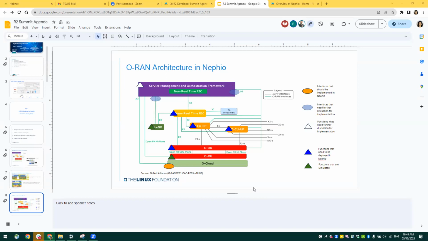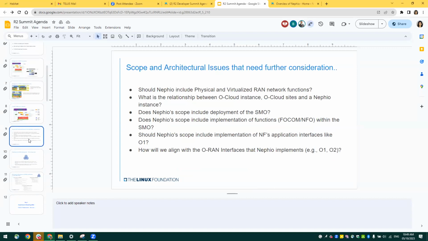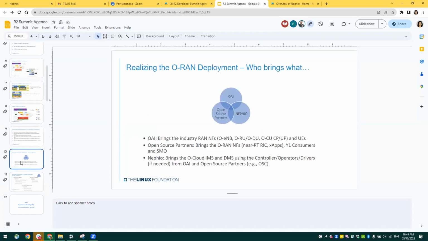And then the next slide, I don't recall. Okay, I'll keep going. Here we go, 9. These are the open questions, and the fourth one: does Nephio scope include implementation of function FOCOM and NFO within the SMO? What we discussed here. So these are open-ended questions that require further consideration and clarification for Nephio to answer as part of this working group. And then slides 10 and 11 are more the path that we're going to take to realize ORAN in Nephio. Right now it will be done with OAI as the provider of open source network functions, other open source partners, and obviously Nephio.